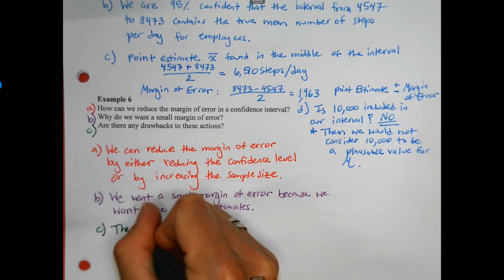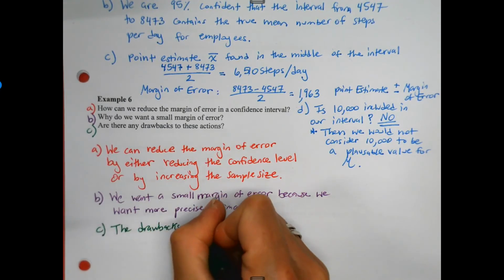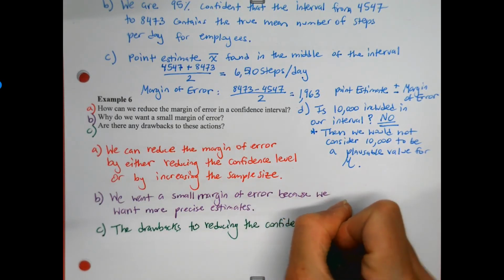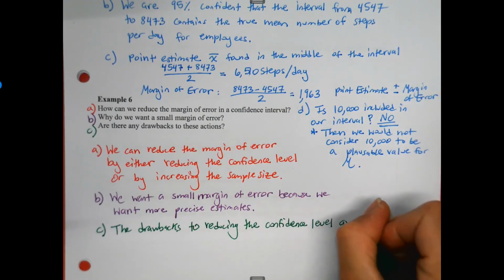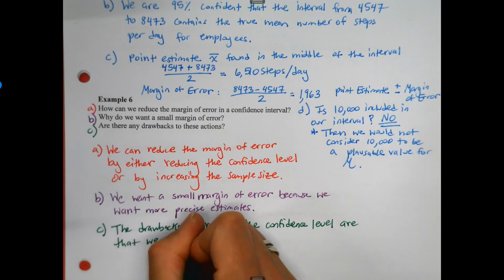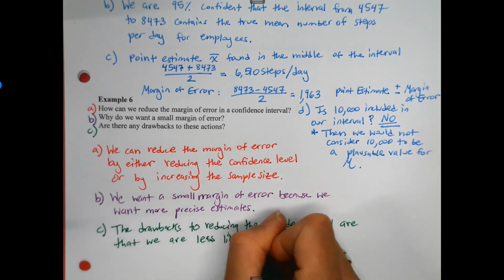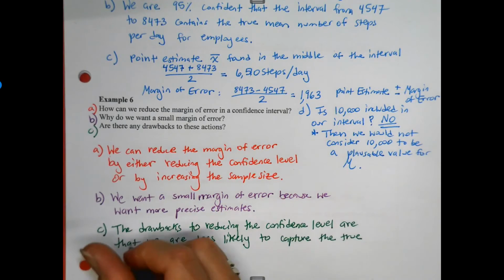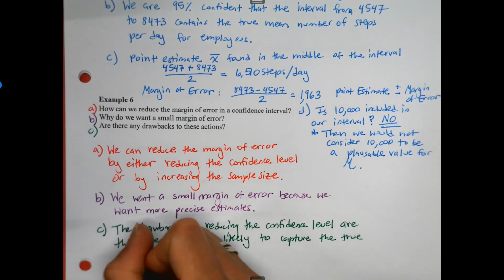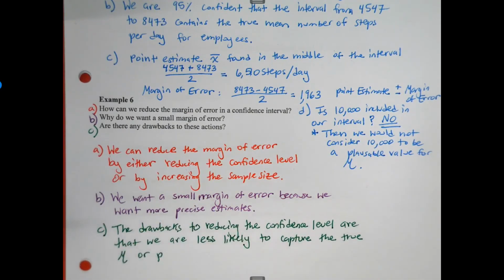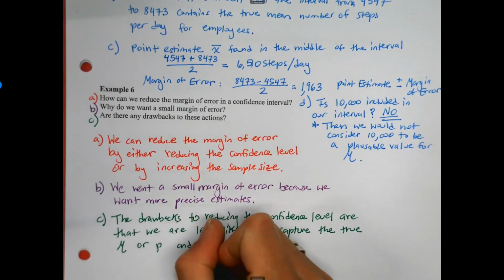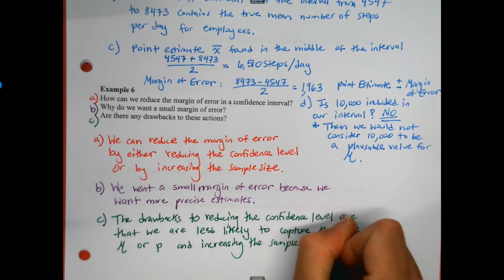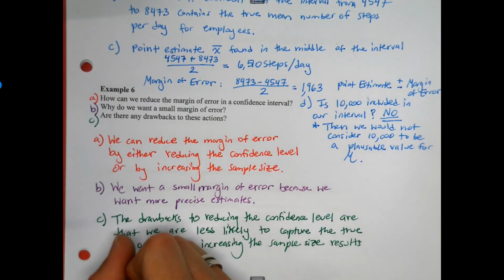So the drawbacks to reducing the confidence level are that we are less likely to capture the true population values, either mean or proportion, and increasing the sample size results in higher costs.